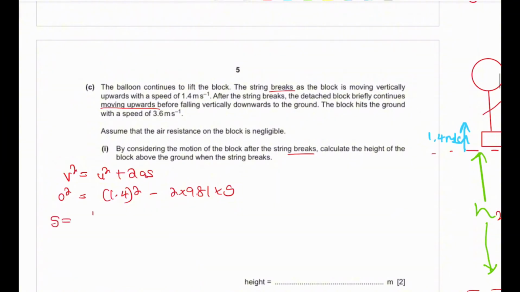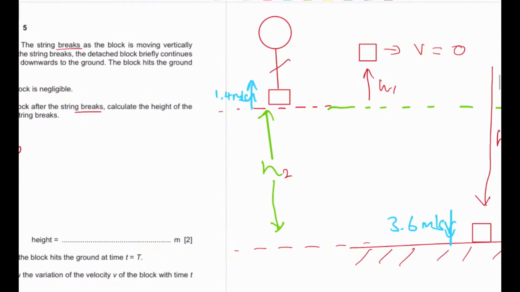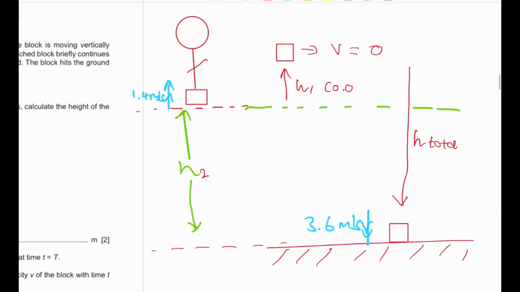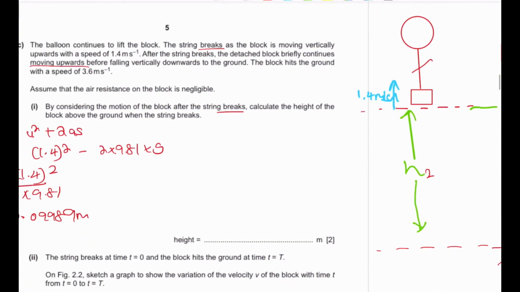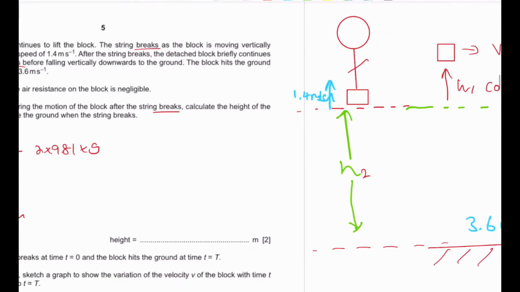So your value of s is actually 1.4 squared divided by 2 times 9.81, which is actually 0.09989. That continues, right? So meaning that the height from that to that is actually 0.09989, something like that. But how do you find the height now from that point at the top to the whole bottom there? We still use the same formula.